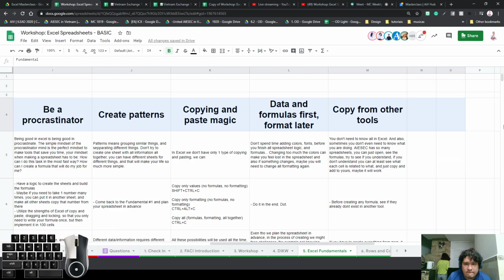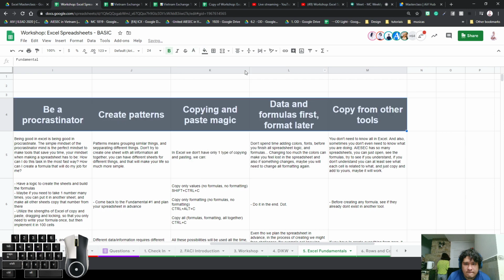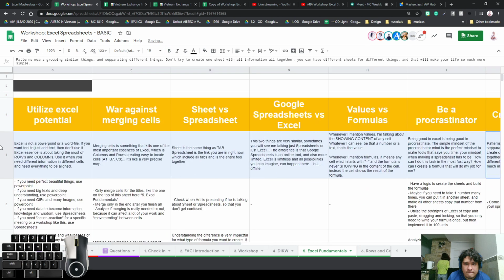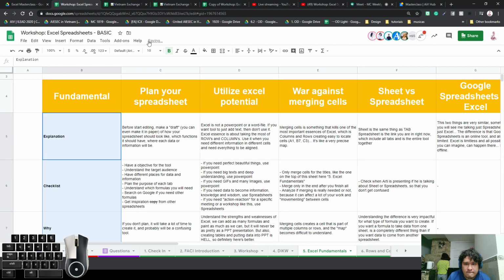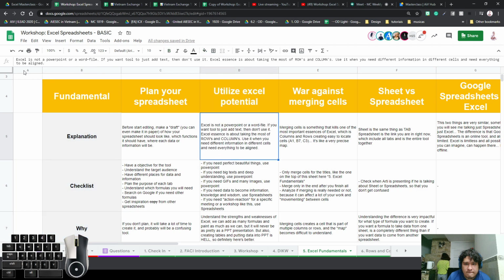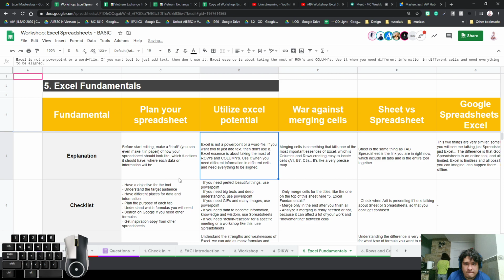So these are the fundamentals for Excel. Let me put some different colors so that no one gets confused. Yeah, beautiful. Okay, and this is just the guiding questions, so that no one gets lost. Perfect. I'm going to do something else here as well. I'm going to lock. Wow. Okay.